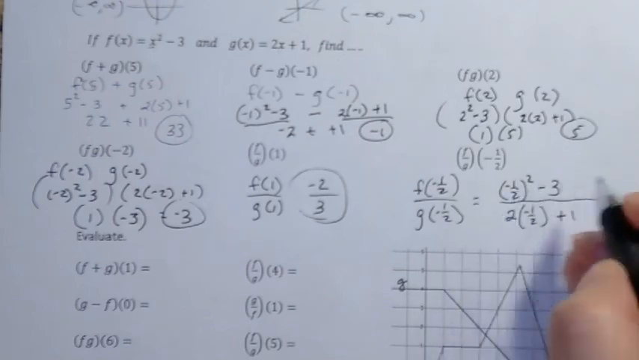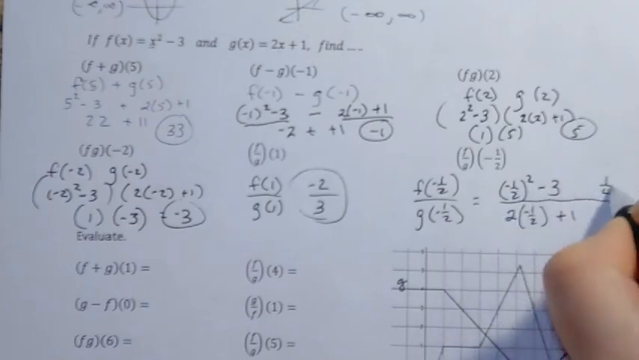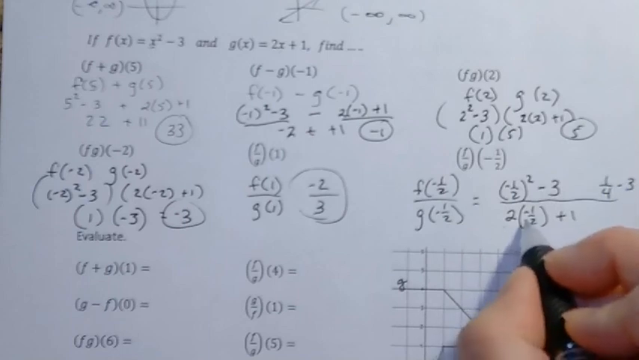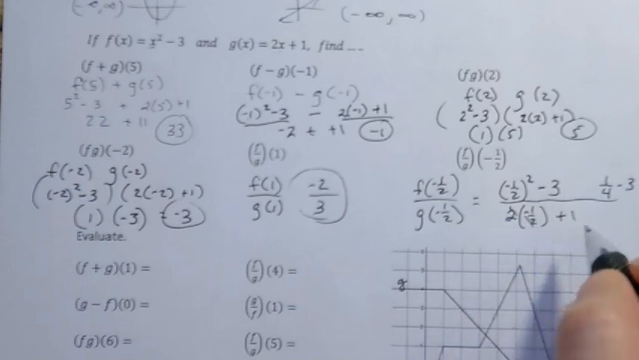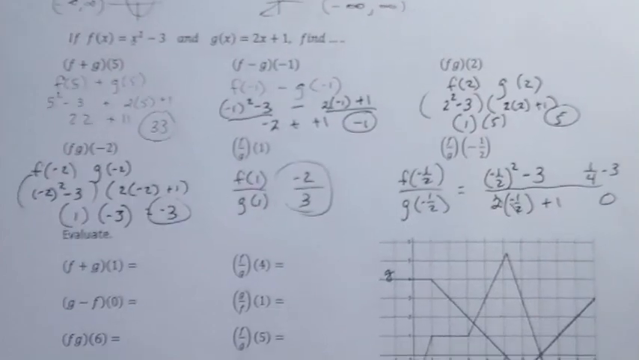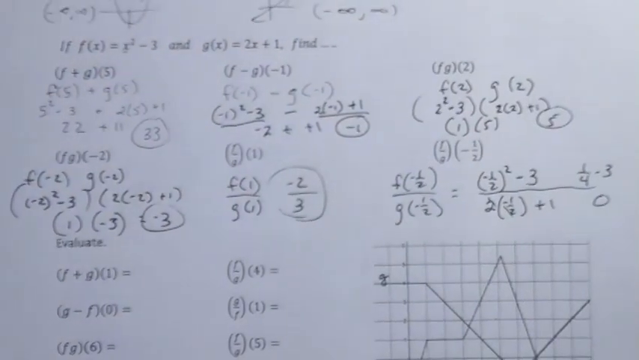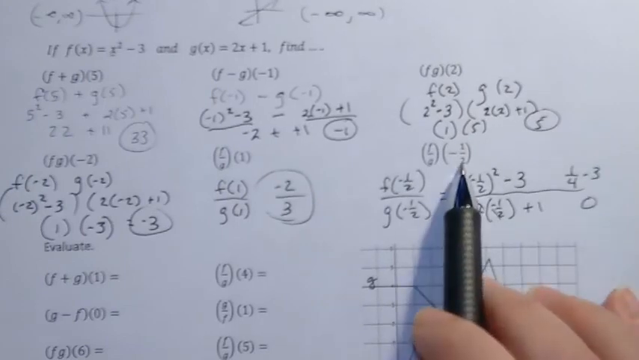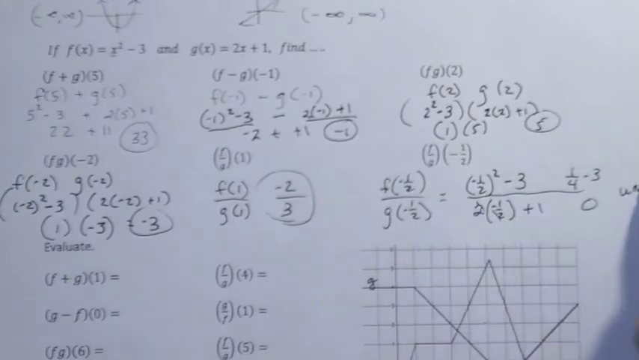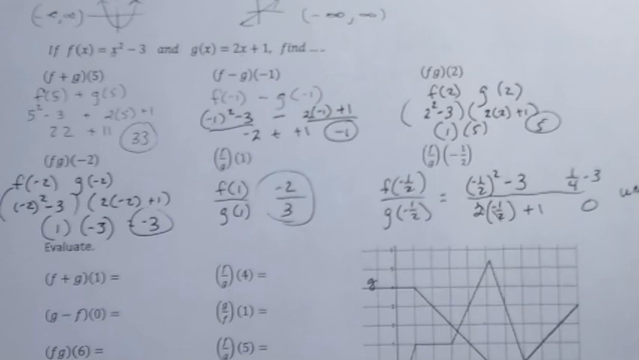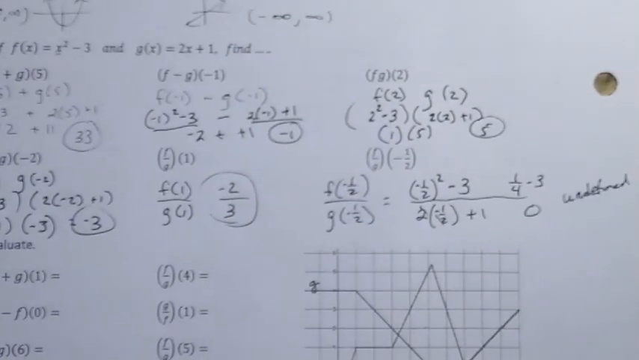When I square this, that turns into 1/4 minus 3. And here, the 2 in the numerator and 2 in the denominator cancel, so I just get 0. Well, once I get a 0 on the bottom, I don't even need to worry about the top anymore. When x is negative 1/2, this thing is going to be undefined, because you can never have a 0 in the denominator.